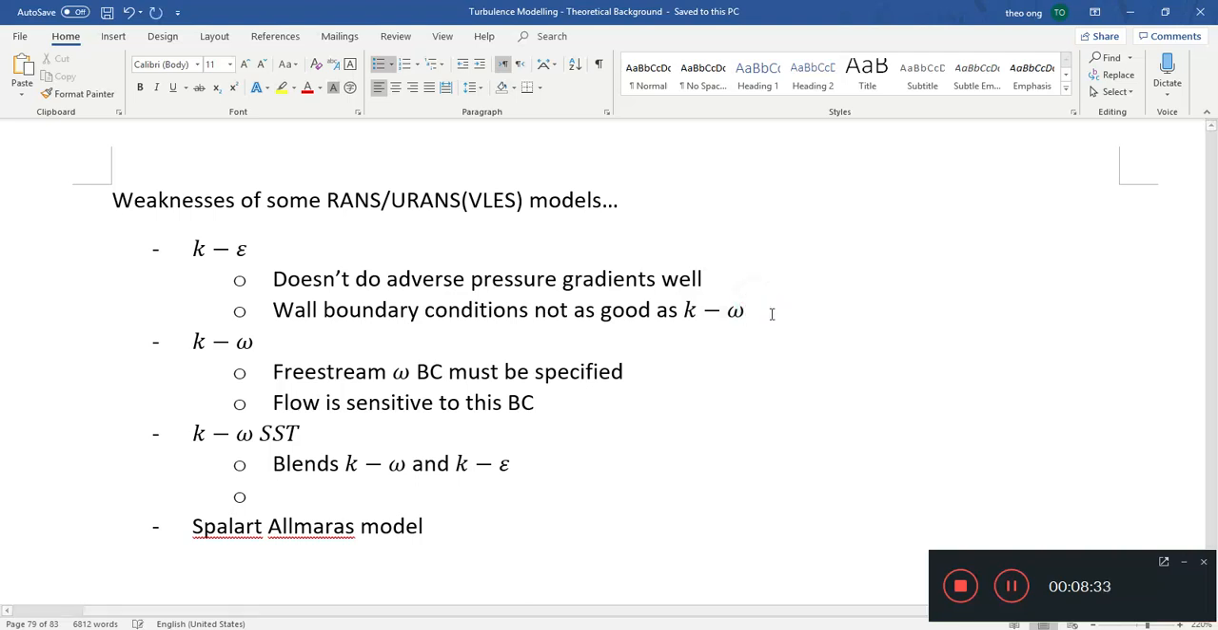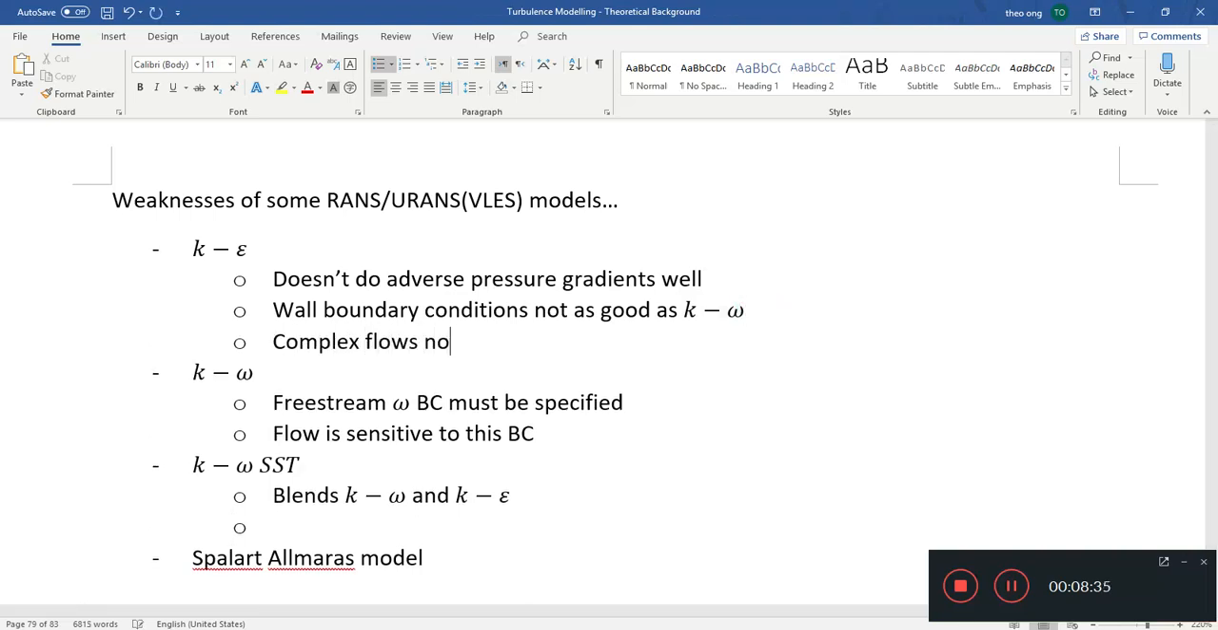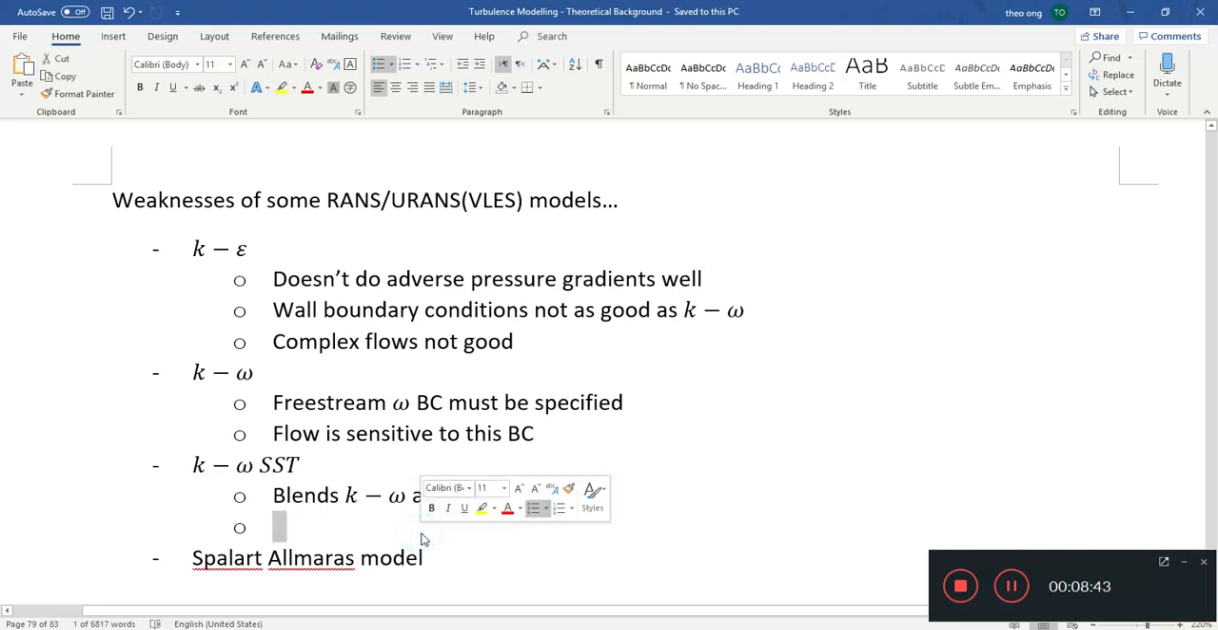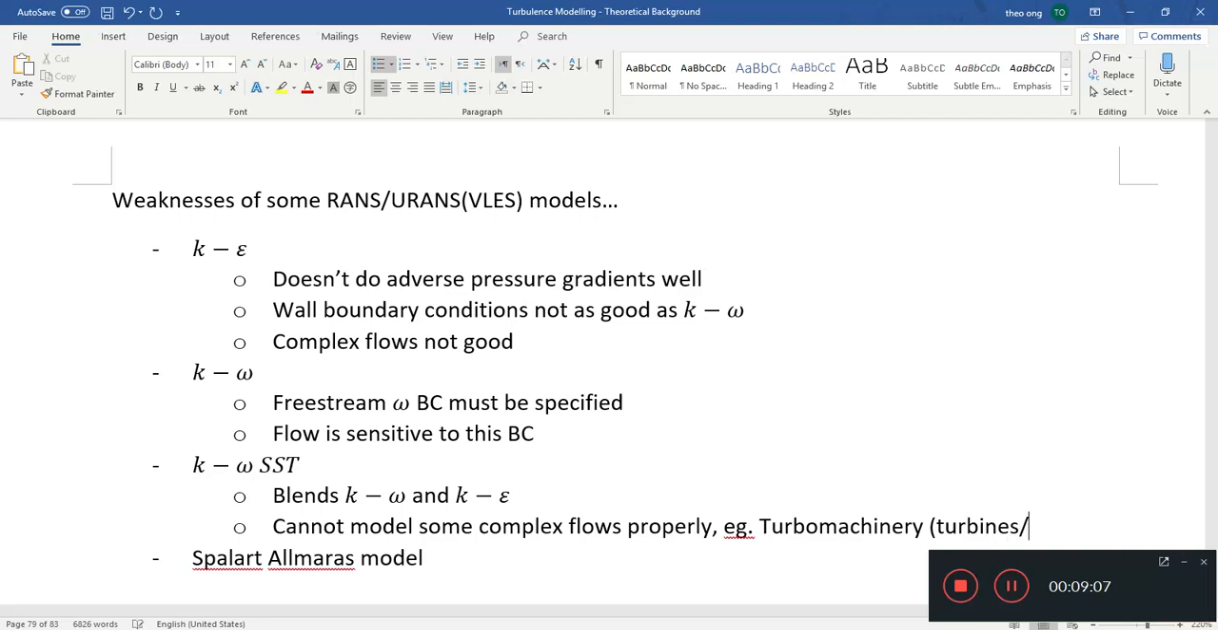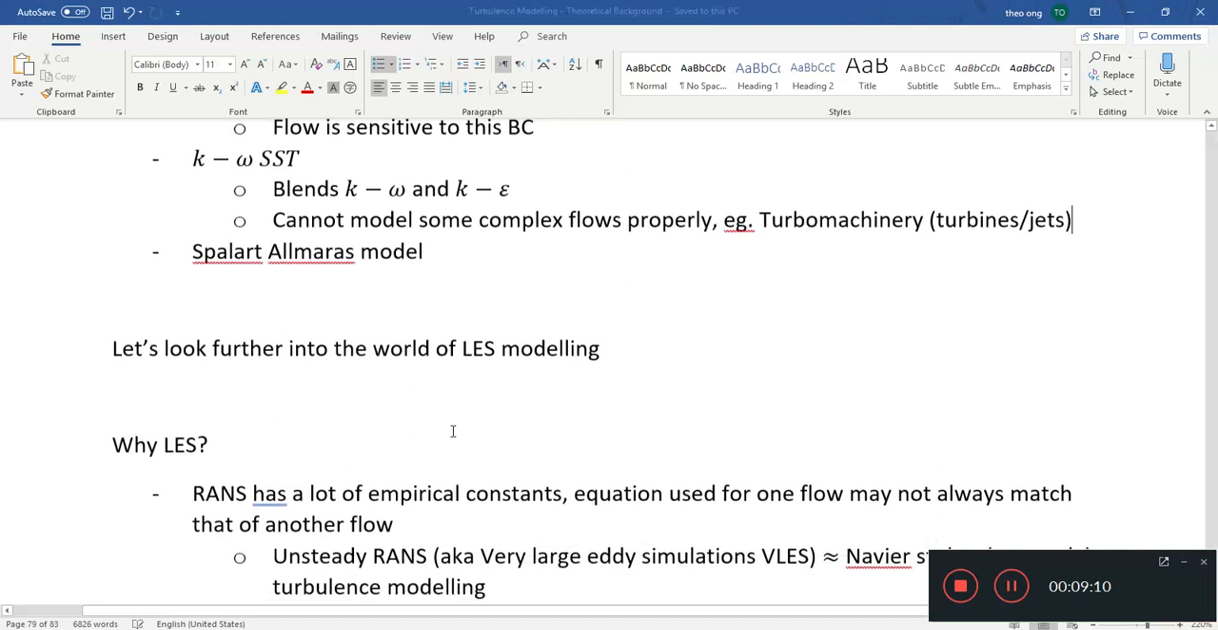Okay, so these are complex flows. It's good for some flows and not good for others. Some complex flows you cannot model properly, for example turbo machinery. It's like turbines, jets, everything. So it's not accurate enough for those.